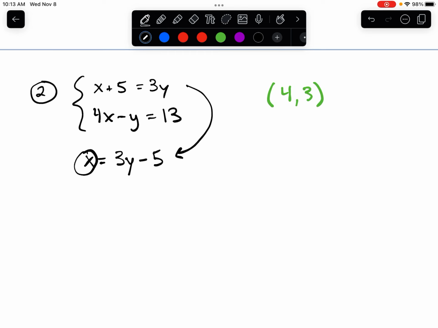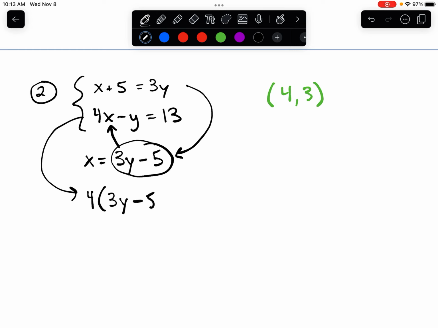So we just rearranged this first equation. We want to isolate the letter x in this case. And now I know that x equals 3y minus 5. So in the other equation, I can substitute it for that letter x. We know x is the same thing as 3y minus 5, so we can just use that substitution. Taking this new equation, we've got 4, and we're replacing the x with 3y minus 5. Make sure you use parentheses when you plug it in.